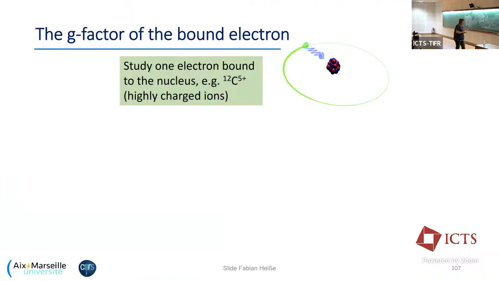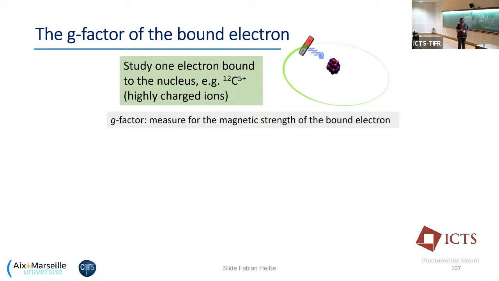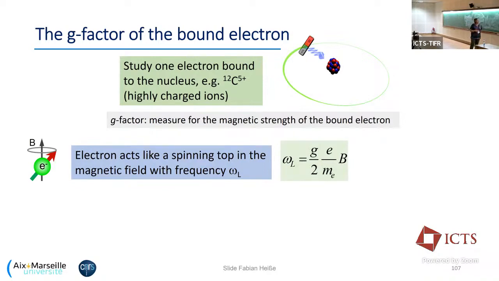A measurement which is more complicated in these traps with single ions is not to measure the mass, but to measure the g factor, the g factor of the bound electron. This will bring you back to your atomic physics lecture from the very start. You remember that the electron is bound to the nucleus, and if you want to study this electron, then we can measure the magnetic strength of the bound electron with a g factor. And the electron acts like a spinning top in the magnetic field with the frequency which is the Larmor frequency, okay? So the Larmor frequency, which I put there.